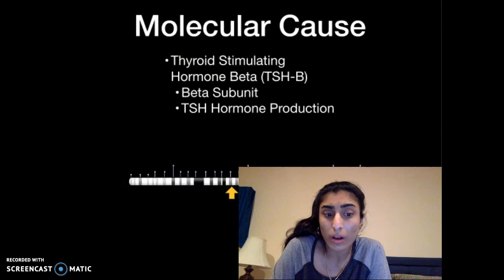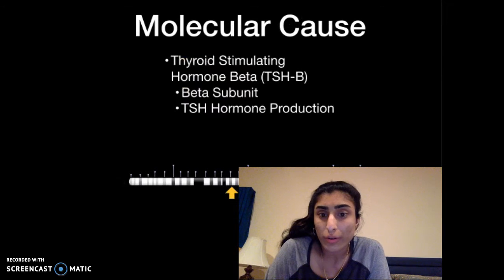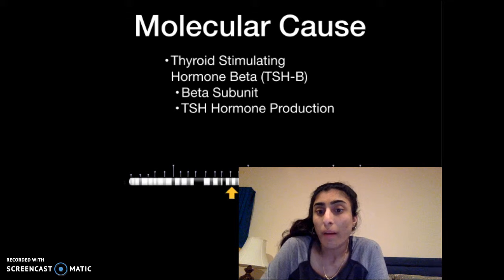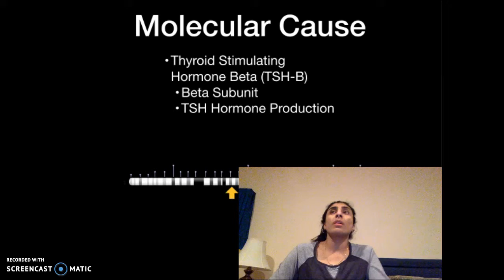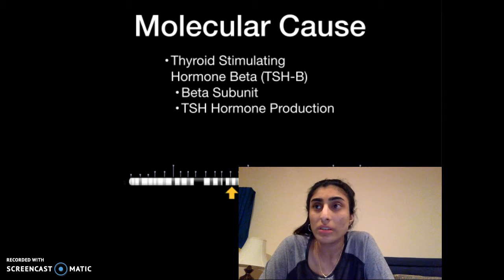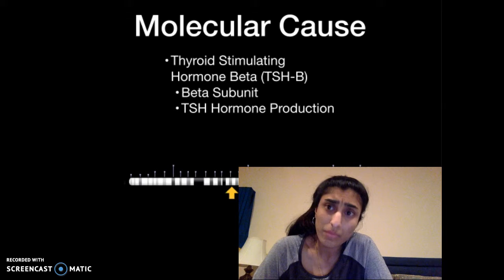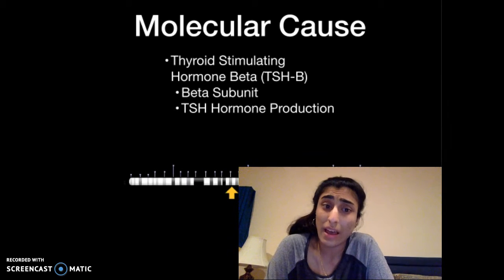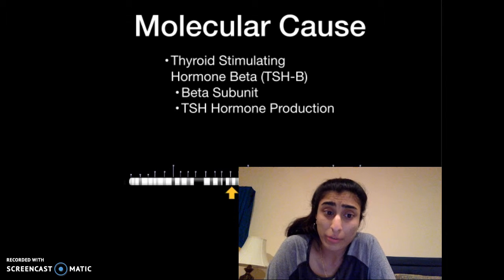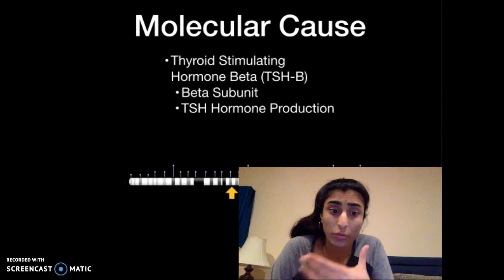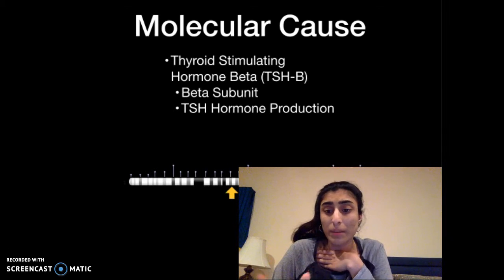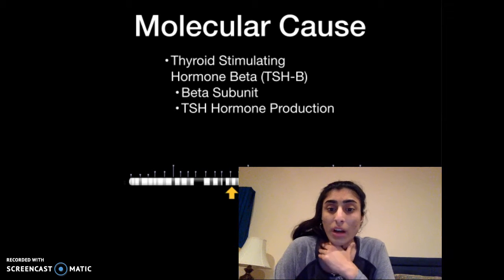So the molecular cause for this disorder is the TSHB gene, also called the thyroid stimulating hormone beta. There are many genes that are implicated in this disorder, and they've also discovered more than 10 mutations that are responsible for this specific disorder. But this is the biggest, most common one.